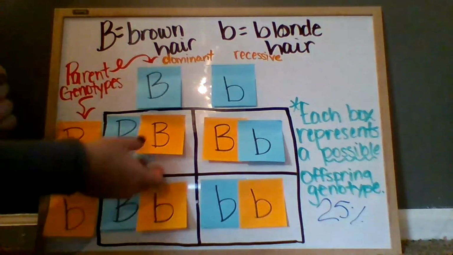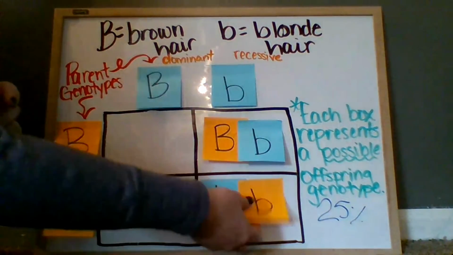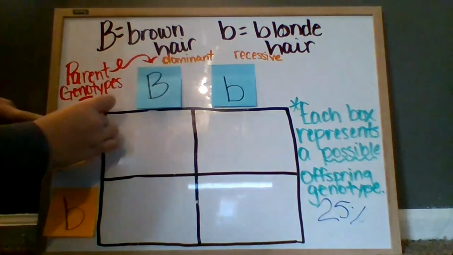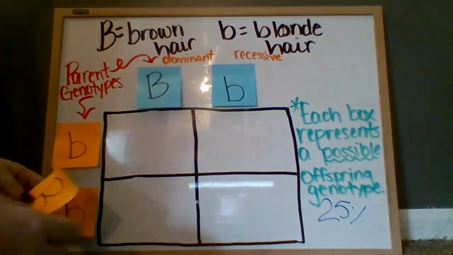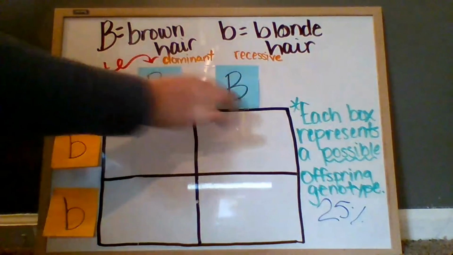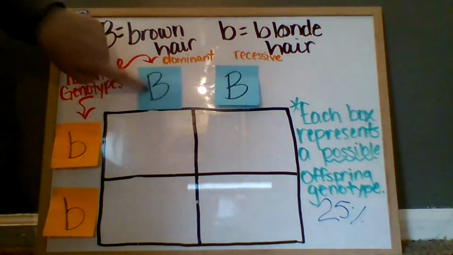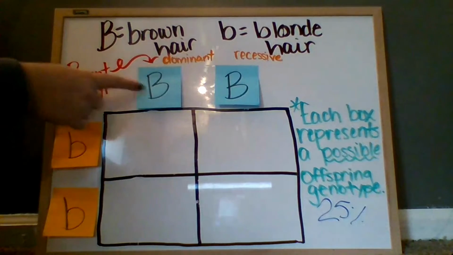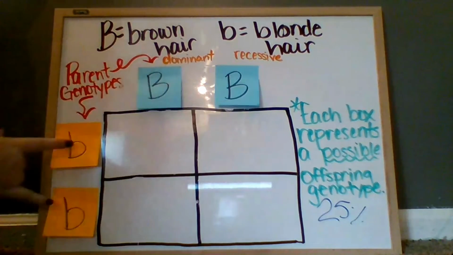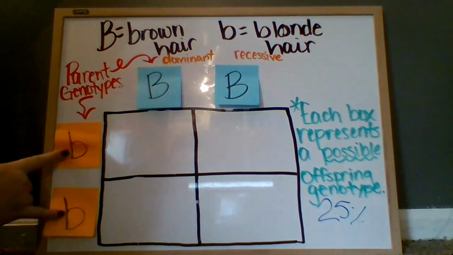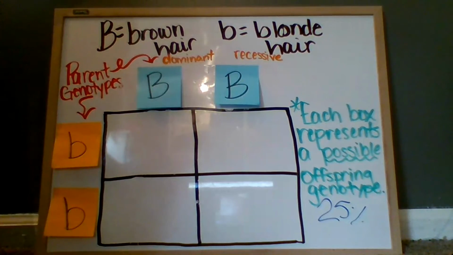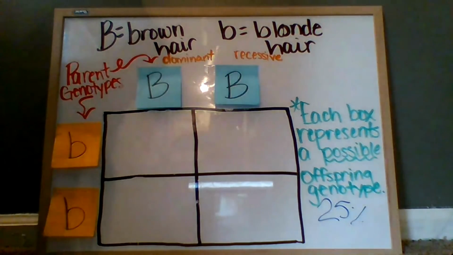All right, I'm going to set up a new board really quick. And I'm going to have you guys fill it out. All right. Take this board, pause the video. This parent here is homozygous dominant with 2 dominant alleles, and this parent is homozygous recessive with 2 recessive alleles. Pause the video and complete this Punnett square on your own. When you guys are ready, come on back.